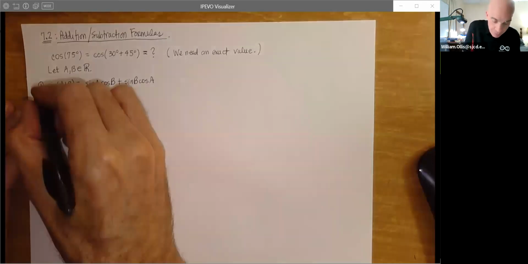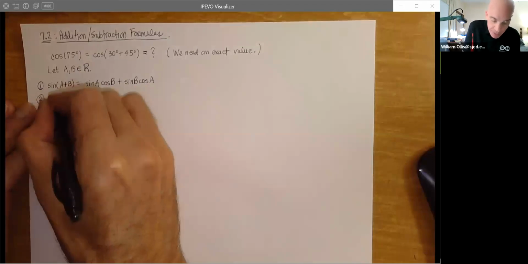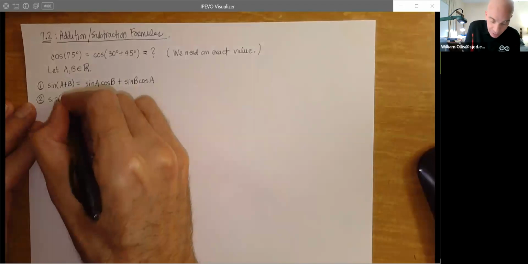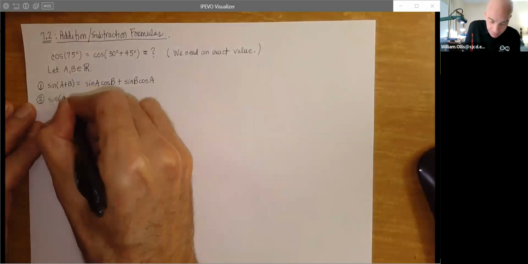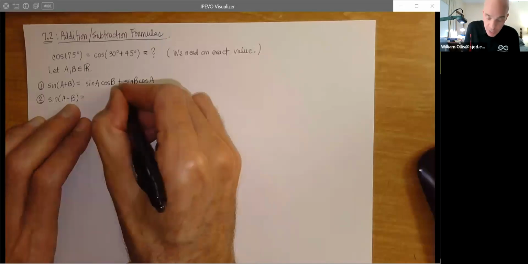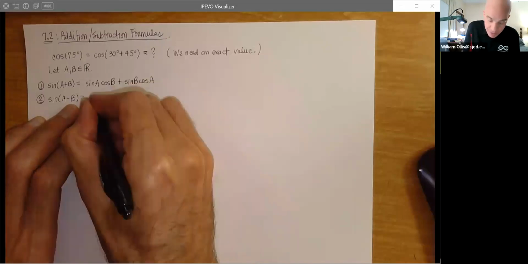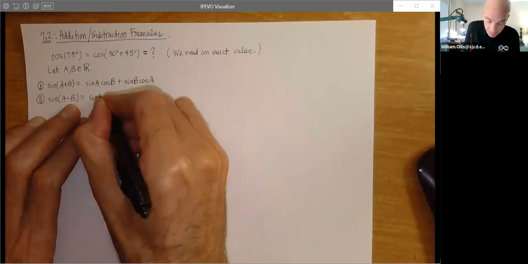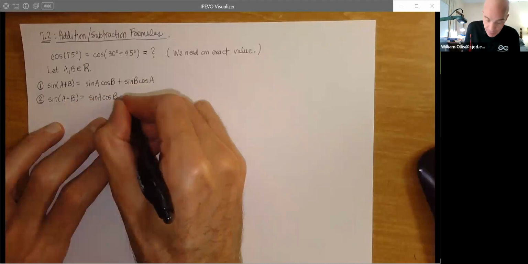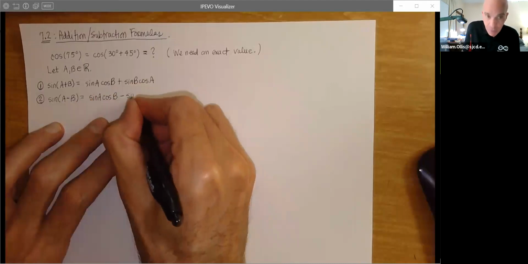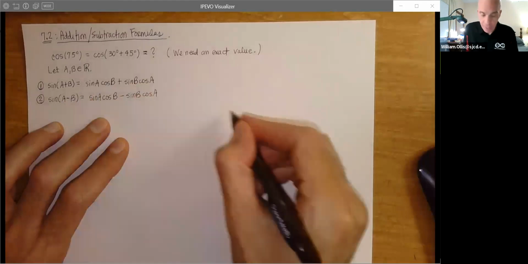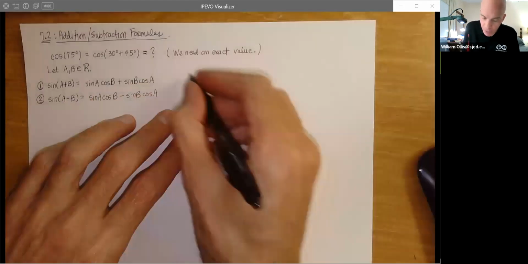Now, of course, if we knew this, it's easy to get this. And when we go through the justifications, I'll remind you how we do that. So if we have sine of a difference, the only thing that's going to change is the sign here. That is, we're going to get sine of A cosine B minus sine B cosine A.